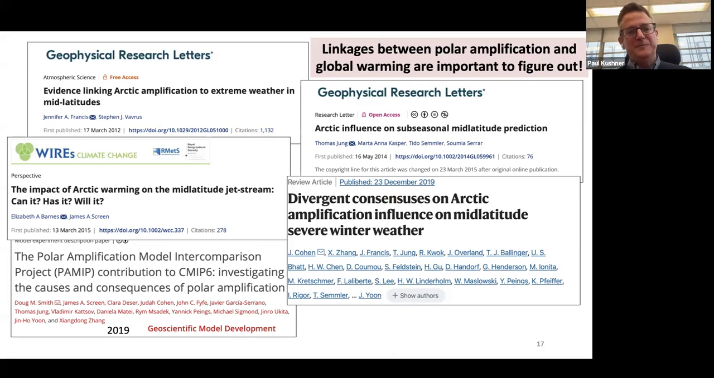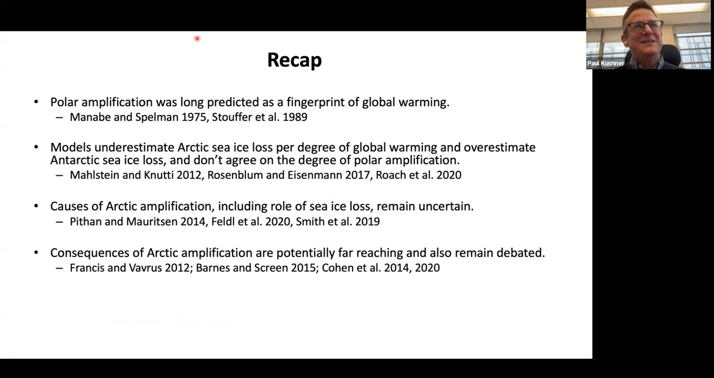So just to recap this introduction, polar amplification was long predicted as a fingerprint of global warming, that patterned effect. And then as we get into quantitative understanding, we see that the causes of Arctic amplification, including the role of sea ice loss and cryospheric change, remain uncertain. And what I skipped showing you, but could come back to, is that generally speaking, the models show different sensitivities than what is observed. By sensitivities, I mean the degree of change in the polar regions per degree of global warming.